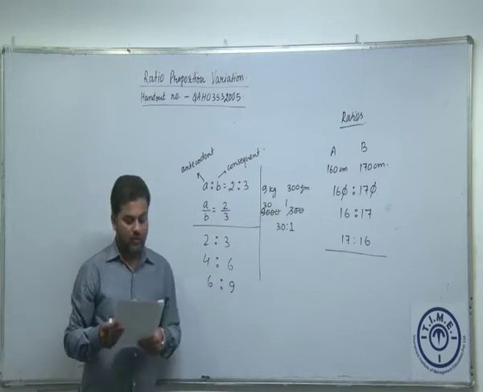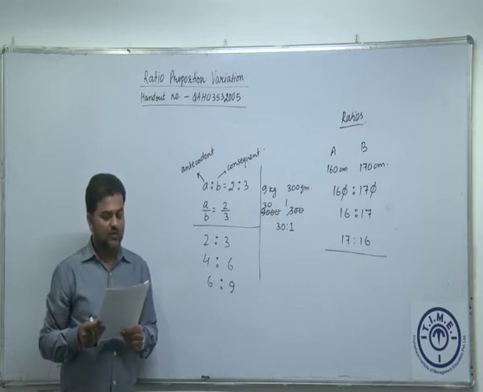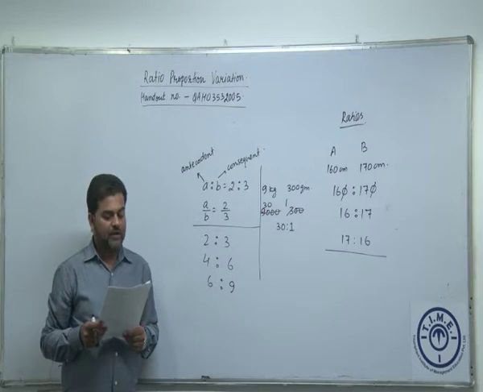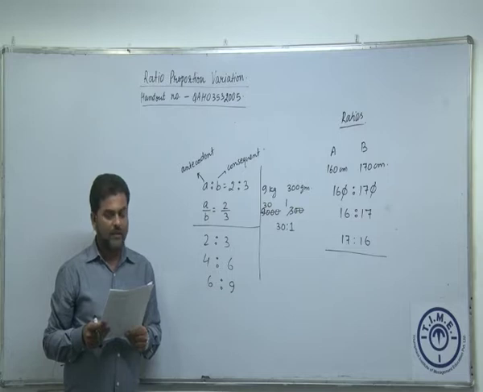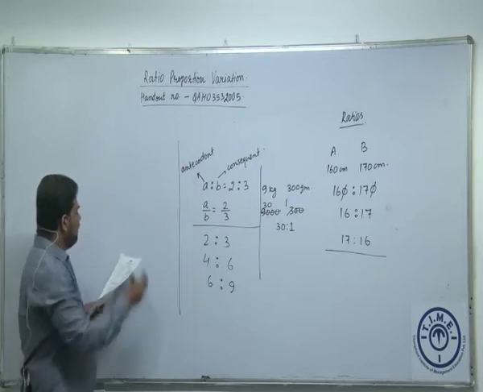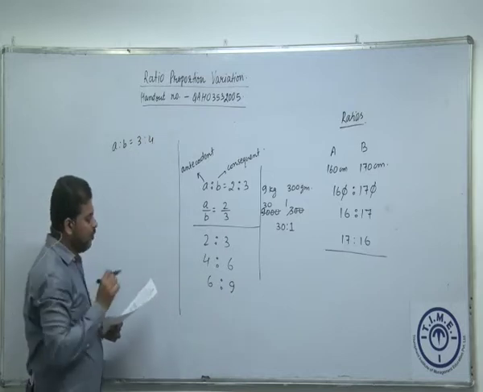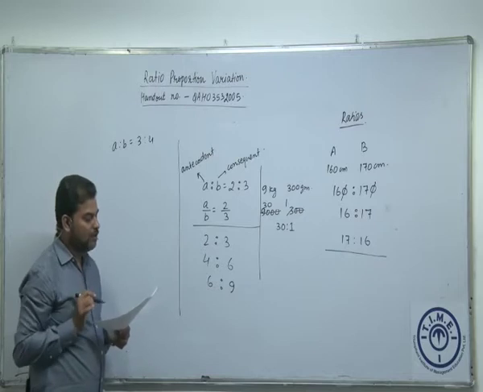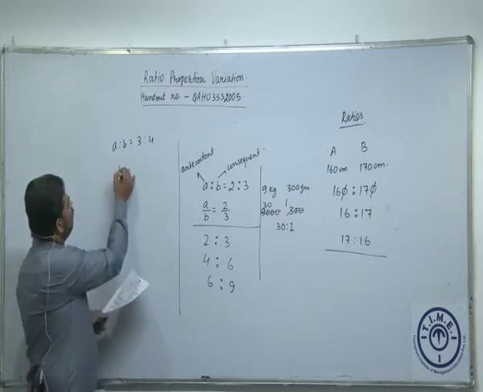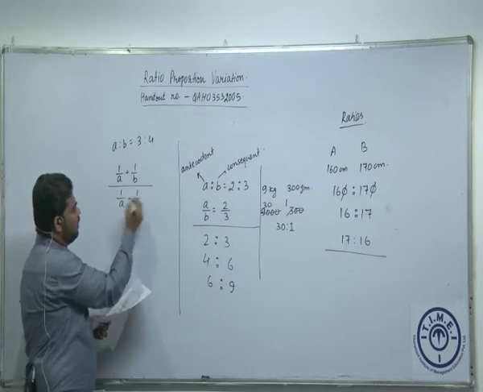So let us look at question number 1. What is given and what is required? Okay. So they are giving you that A is to B is equal to 3:4. And what do we have to find? We have to find the value of 1 by A plus 1 by B divided by 1 by A minus 1 by B. Okay. So let's write it here. A is to B is given as 3:4. Okay. What are they asking for? They are asking for 1 by A plus 1 by B divided by 1 by A minus 1 by B.